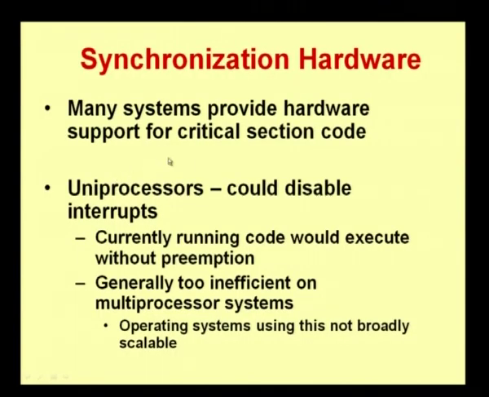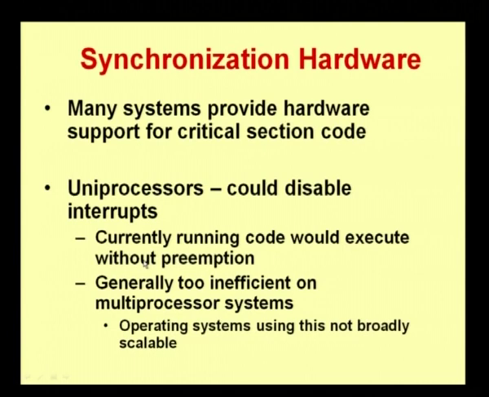One is about a uniprocessor. Here we have a point to note: many systems provide hardware support. Again, as I said, it is not all systems. One is the uniprocessor, which could disable interrupts. A uniprocessor is one which works with a single processor. If you take Pentium 1, Pentium 2, Pentium 3, each is a single processor. So, one which works with a single processor is called a uniprocessor. When you work with the uniprocessor, it disables the interrupt.